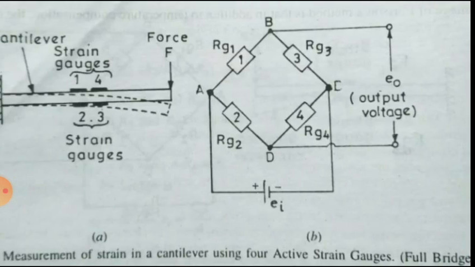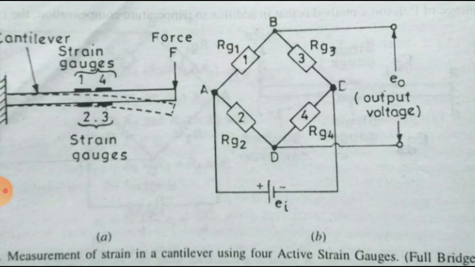The next case is the use of 4 active gauges, called the full bridge arrangement. All 4 strain gauges are similar and have equal resistances when unstrained. You can see strain gauges 1 and 4 mounted on the top surface, and strain gauges 2 and 3 mounted on the bottom surface, with the force F applied on the cantilever. These strain gauges are connected to the Wheatstone bridge and form its 4 arms, as shown in the figure. This is also known as the full bridge arrangement.